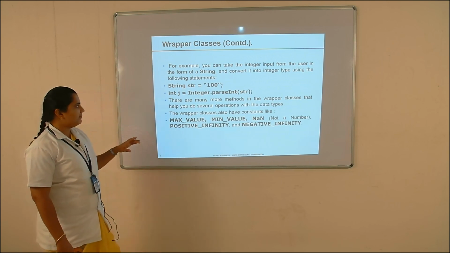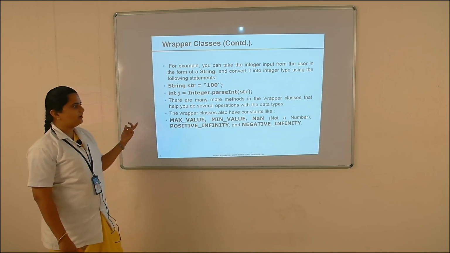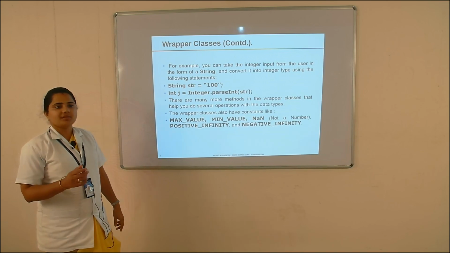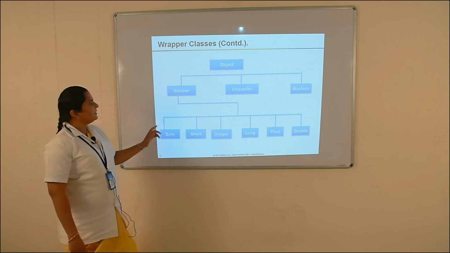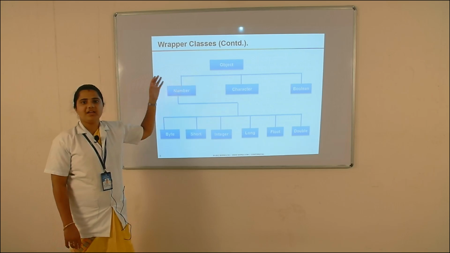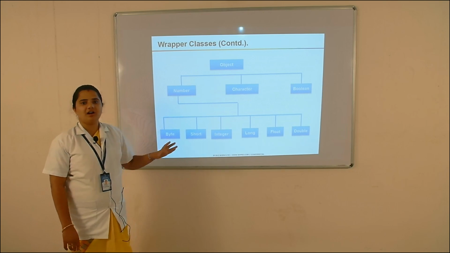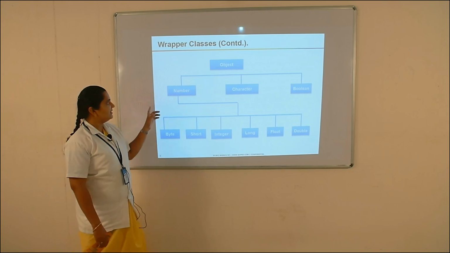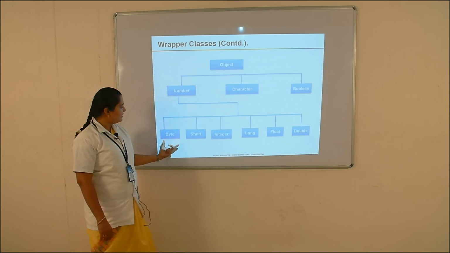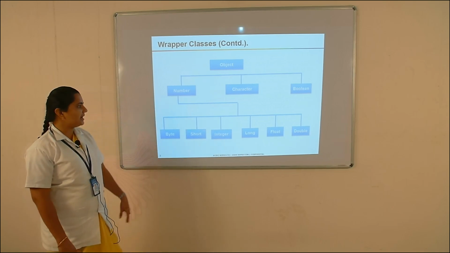Inside wrapper classes we have a lot of functions, such as maximum value and minimum value. These are the wrapper classes in Java. We already know that all the classes we create come under the Object class. Inside that we have three subclasses: Number, Character, and Boolean. Inside Number we have these wrapper classes, not the primitive data types we use normally.